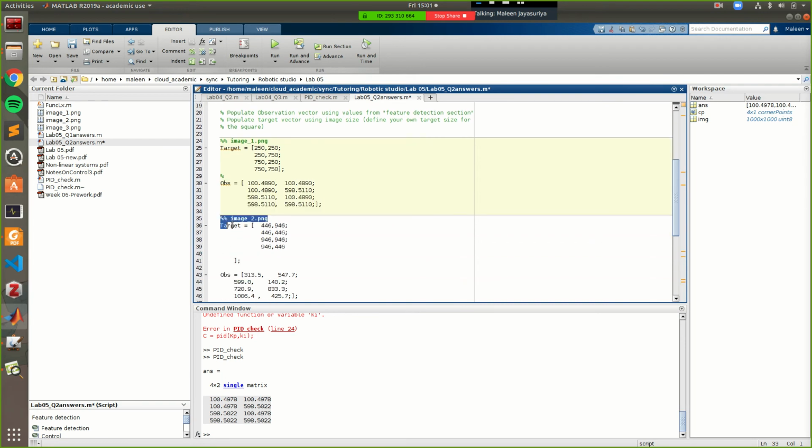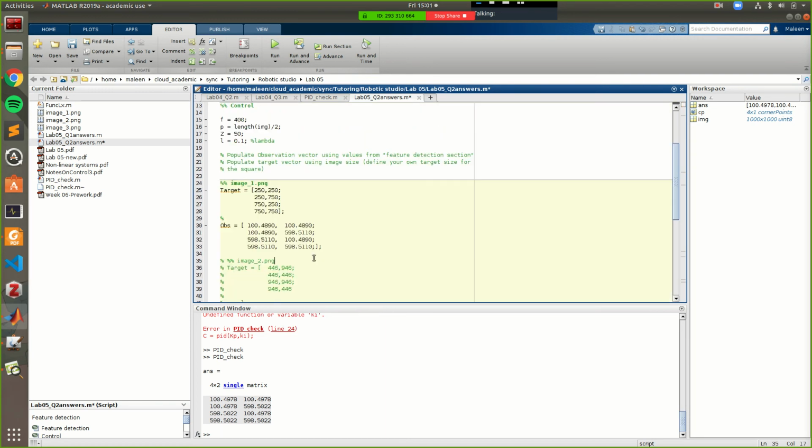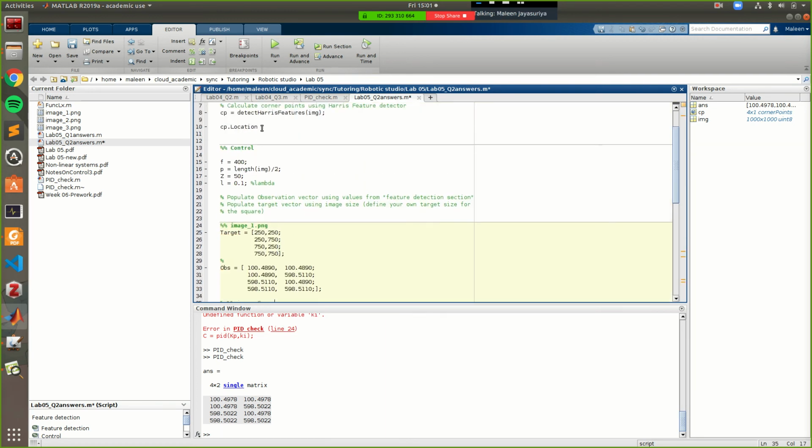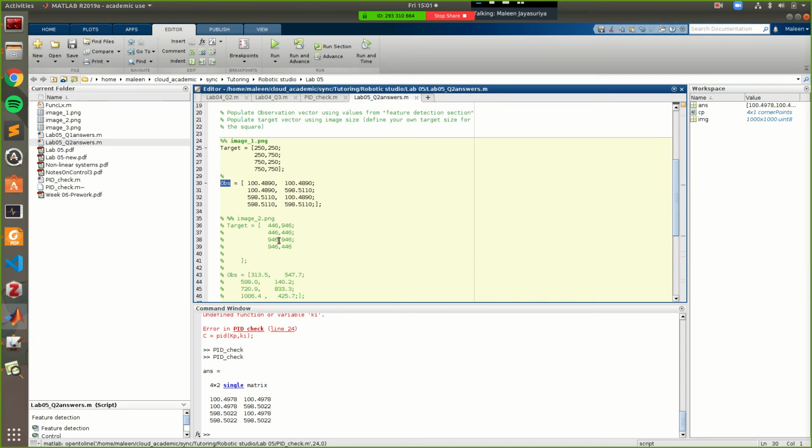Forget about this for now. This is the second image. So you can see here that if I run the Harris corner detector, I'm getting the current location, the observation. This is what the observation is. This is what our target is going to be, right? So this is S star, this is S, right? So this is 250, 750 and all that.